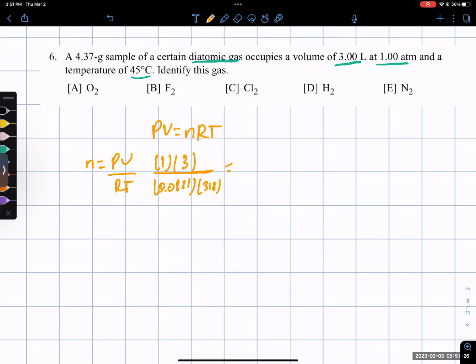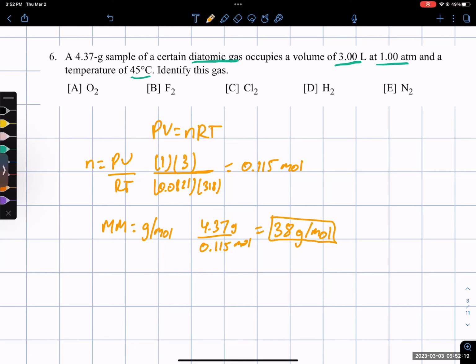So we do that as equal to, let's see, 0.0821 times 318. If you do that, you will get 0.115 moles. And then from here, you can find molar mass. Molar mass, again, is in grams per mole. So you take 4.37 grams and divide by 0.115 moles, and you get an answer of 38 grams per mole.